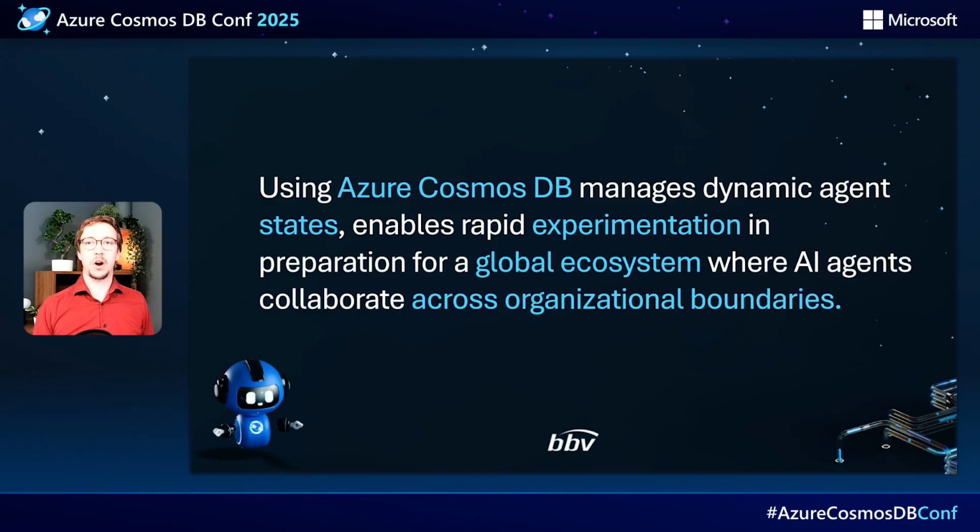But most important for us is to quickly adapt to new AI developments and easily experiment with new approaches. And here we also use Azure Cosmos database because its flexible schema and the ease of use allow us to be greatly flexible and try out new things.